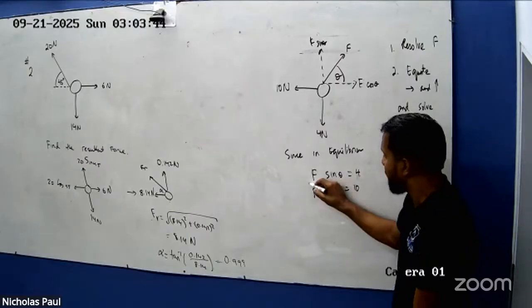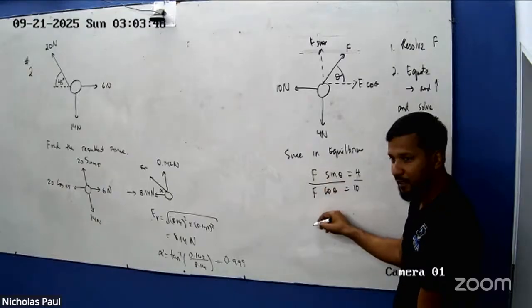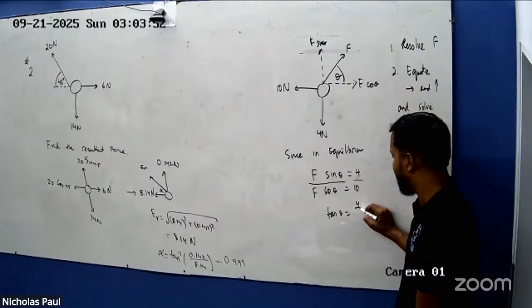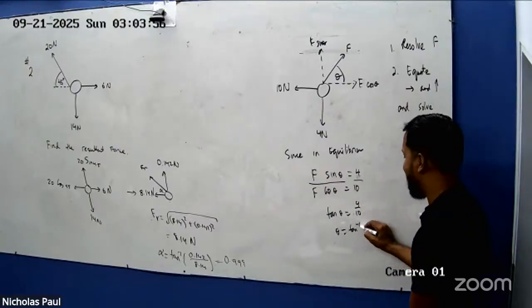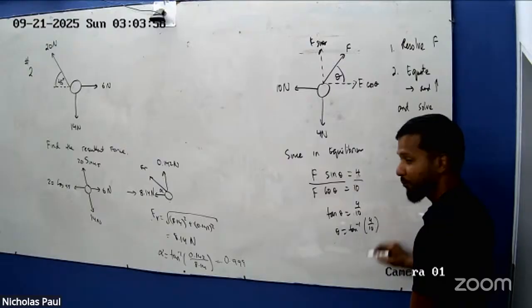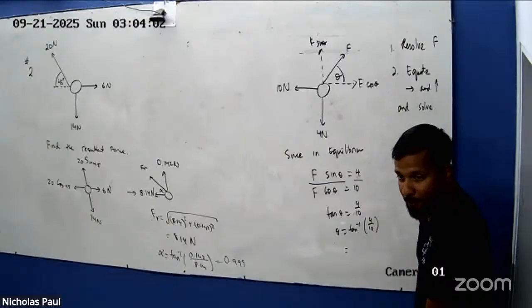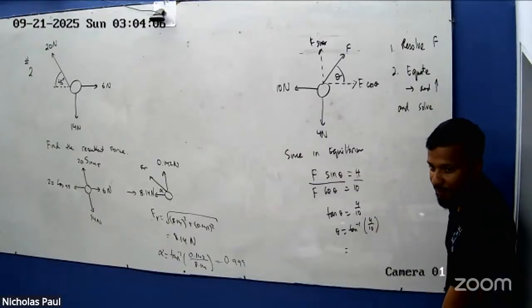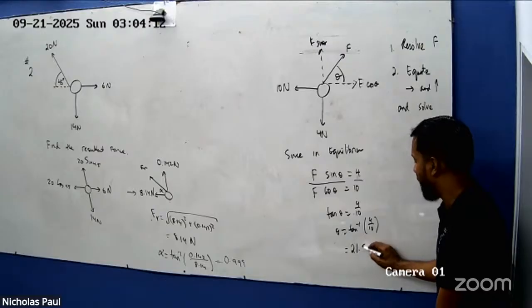Tan. So we can divide this. See that? F will cancel. So you will get tan theta is 4 over 10, so theta is equal to tan inverse of 4 over 10. How much is that? Tan inverse of 4 over 10 is 21.8 degrees.